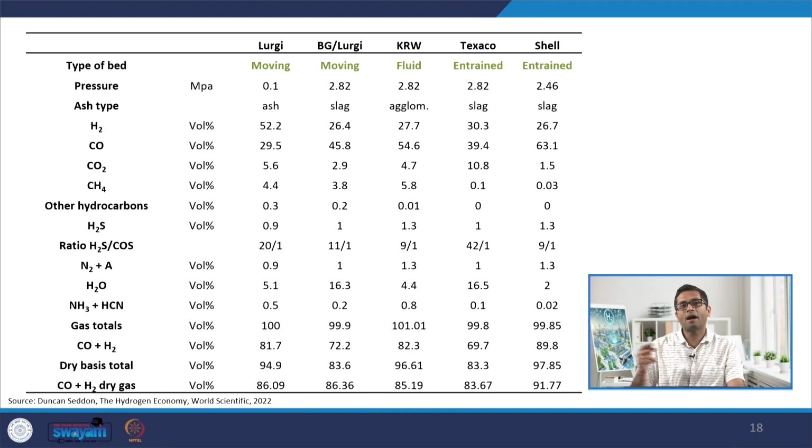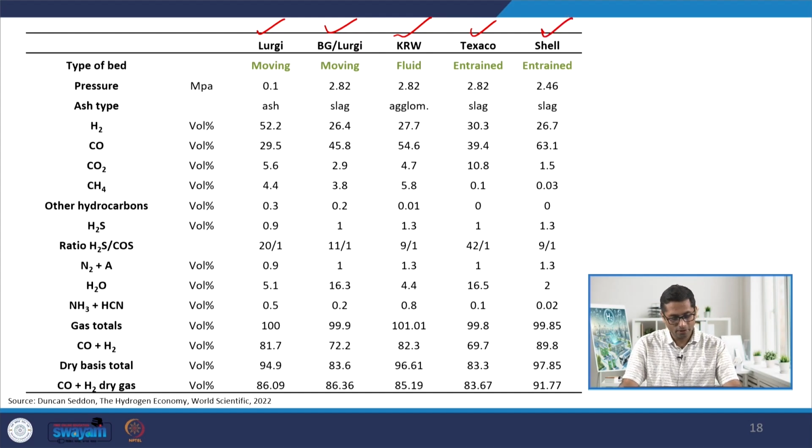Now let us have a look at the comparison of different kinds of gasifiers using the same amount of coal. This data is coming from the source given at the bottom of the slide. The same kind of coal was used in different gasifiers: the moving bed gasifiers, the Lurgi gasifier and the British Gas Lurgi gasifier. KRW is basically the fluidized bed gasifier. This is the Winkler gasifier that was taken over by the company called KBR. And then we have these two, Texaco and the Shell gasifier, representing the entrained flow gasifier.